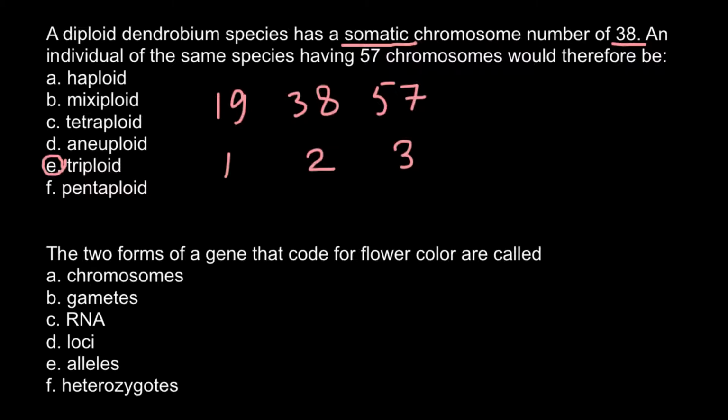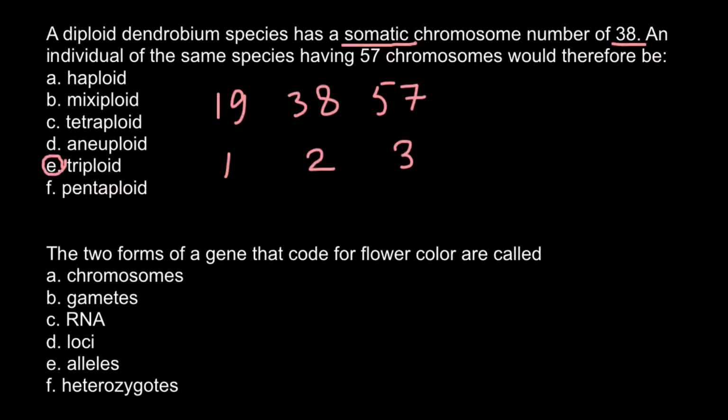And next question: the two forms of a gene that code for flower color are called, and here are 6 answers to choose from. I will briefly remind what each term means.